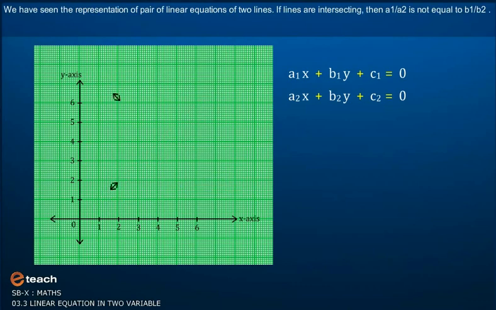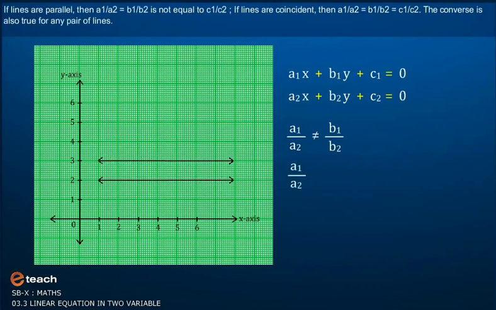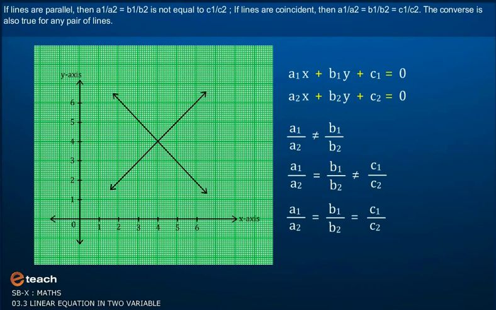We have seen the representation of a pair of linear equations as two lines. If lines are intersecting, then a1 upon a2 is not equal to b1 upon b2. If lines are parallel, then a1 upon a2 is equal to b1 upon b2, which is not equal to c1 upon c2. If lines are coincident, then a1 upon a2 is equal to b1 upon b2, which is equal to c1 upon c2. The converse is also true for any pair of lines.